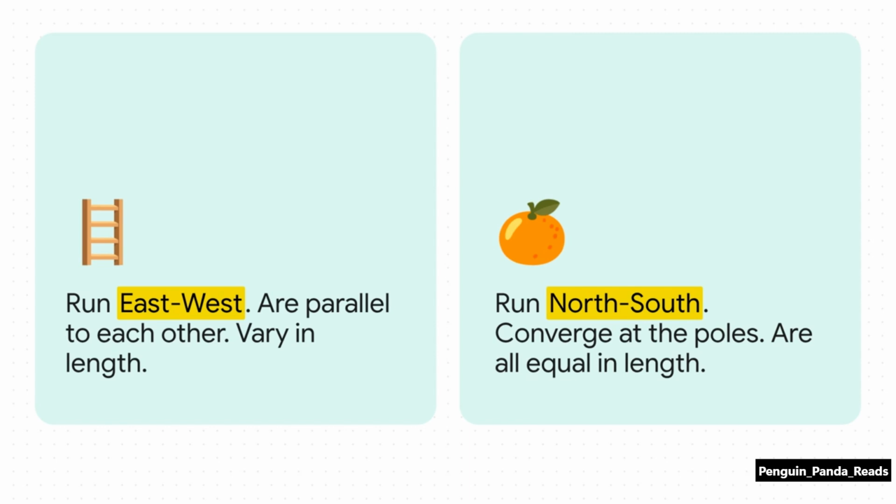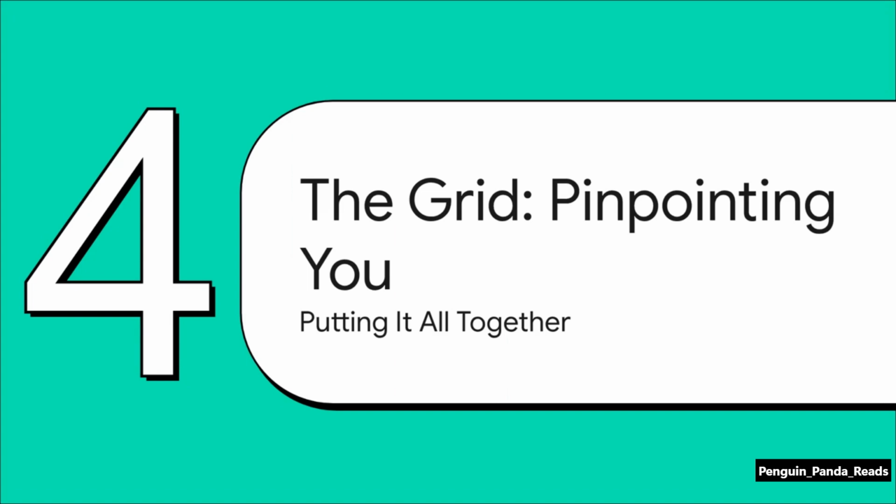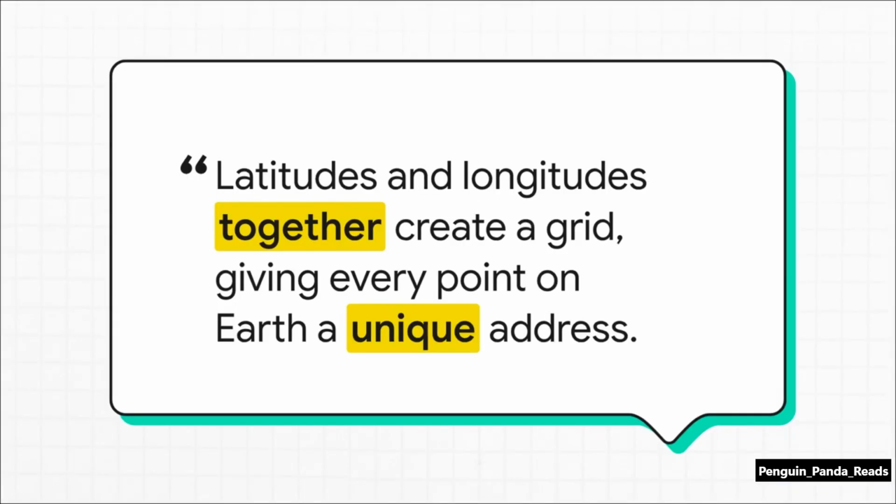Got it? Good. Okay, this is where the magic happens. We have our horizontal lines, our latitudes. We have our vertical lines, our longitudes. So, what happens when we lay them on top of each other? We get a grid, a global grid. And this right here is the answer to that question I asked at the very beginning.